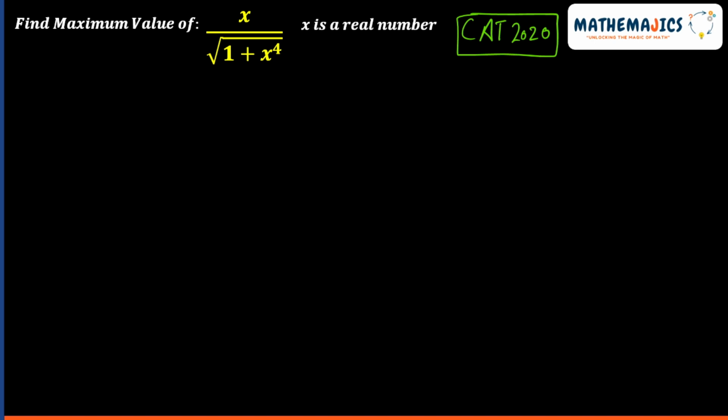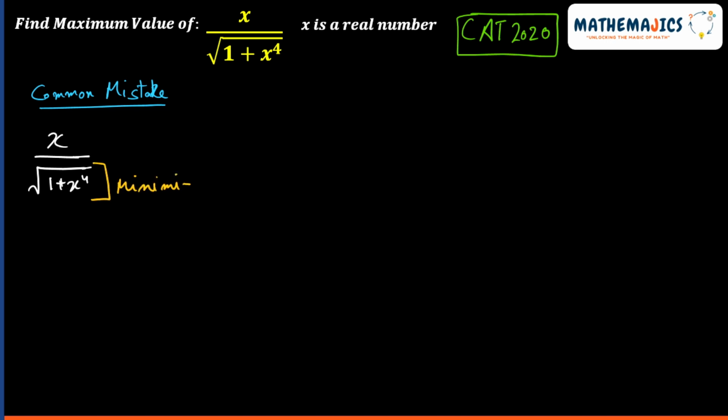First of all, let's discuss the common mistake that students make while attempting this question. What is the common mistake? Students know that to maximize any fraction, they need to minimize the denominator. So if this denominator has to be minimized, the expression 1 plus x raised to power 4 needs to be minimized.